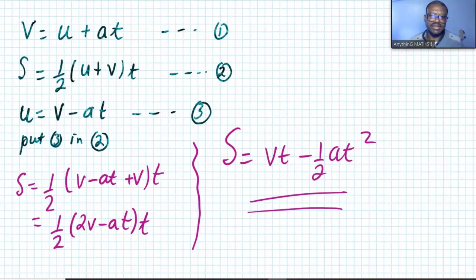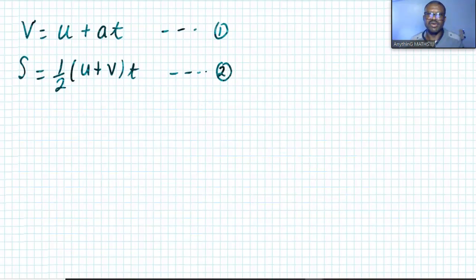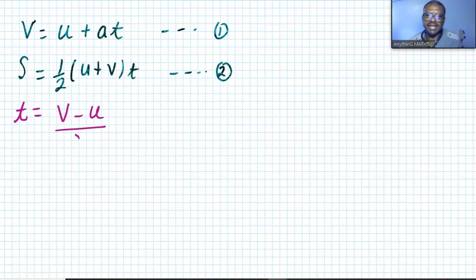Let's look at the final one. We want an equation that has no t in it. So what we're going to do, we're going to make t the subject of the formula from equation 1. From 1, we can write t equals v minus u all over a. So let's put a bracket around it. And let's call it equation 3 as well. And we put 3 in 2.